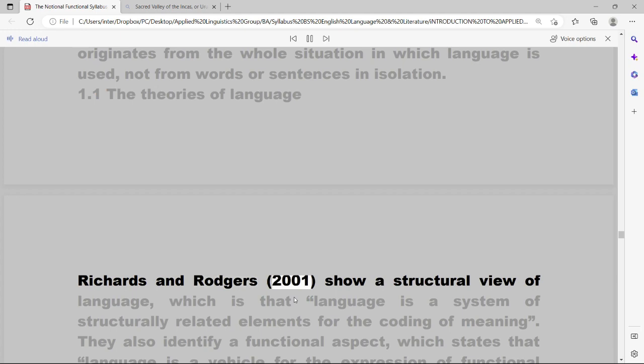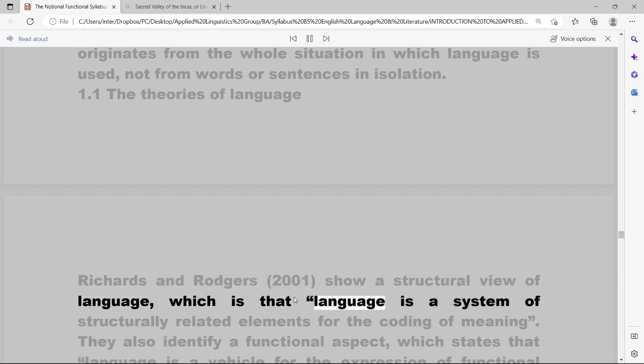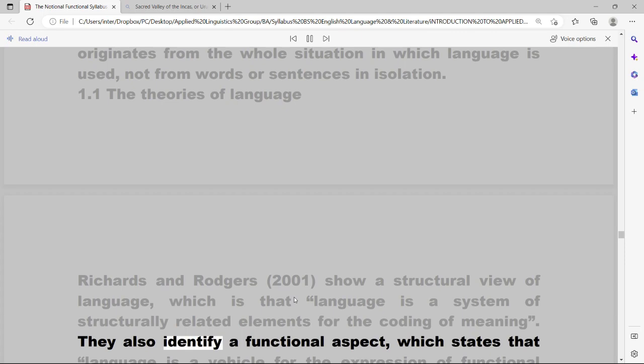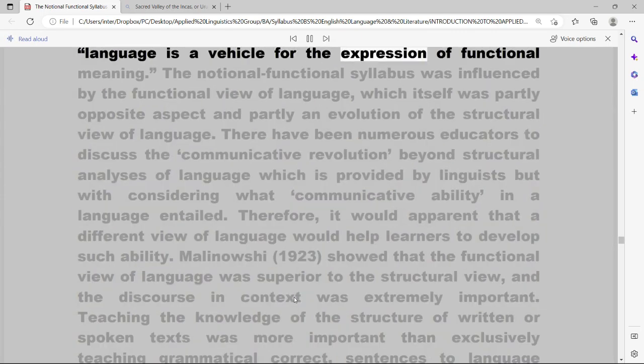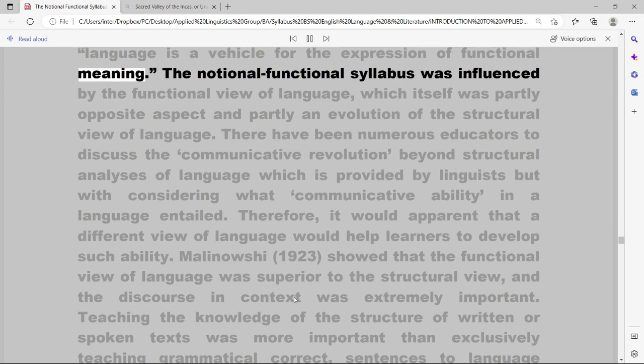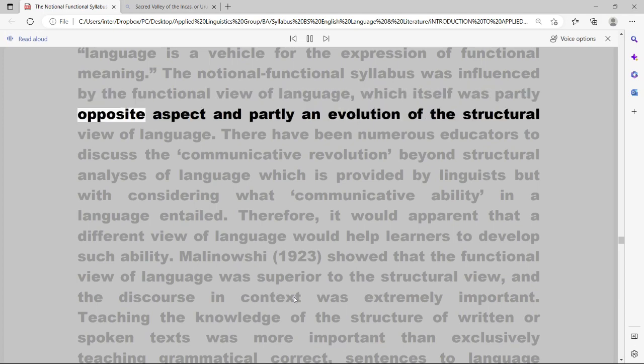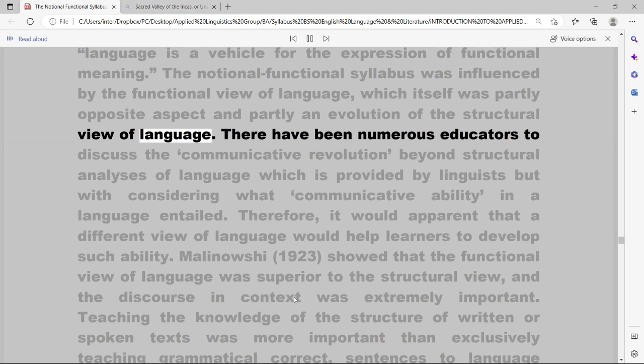Richards and Rogers, 2001, show a structural view of language, which is that language is a system of structurally related elements for the coding of meaning. They also identify a functional aspect, which states that language is a vehicle for the expression of functional meaning. The notional functional syllabus was influenced by the functional view of language, which itself was partly opposed to and partly an evolution of the structural view of language.